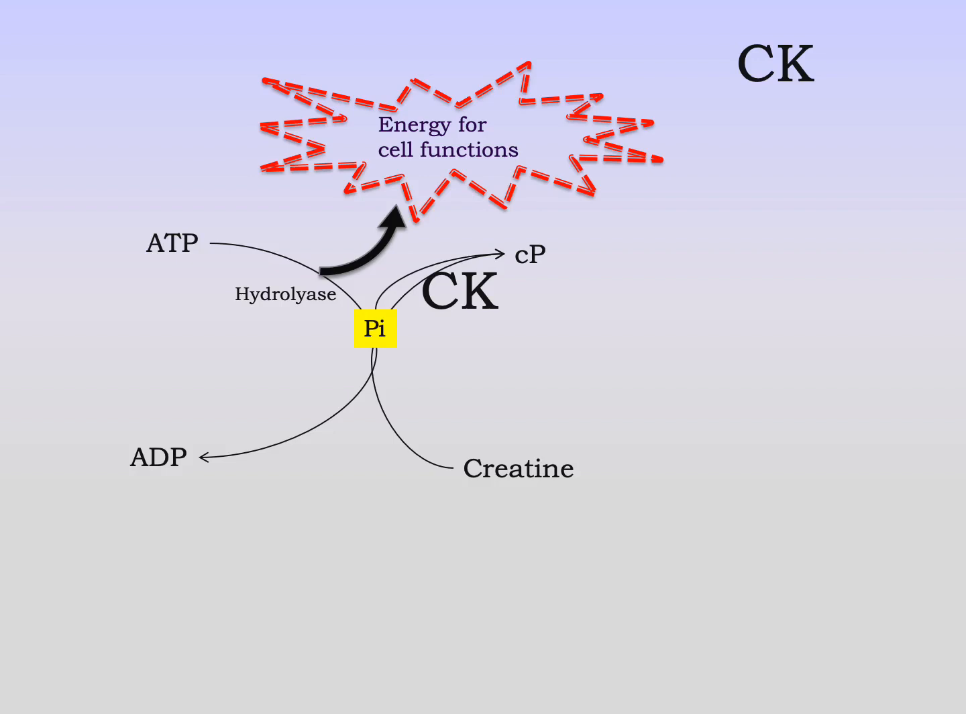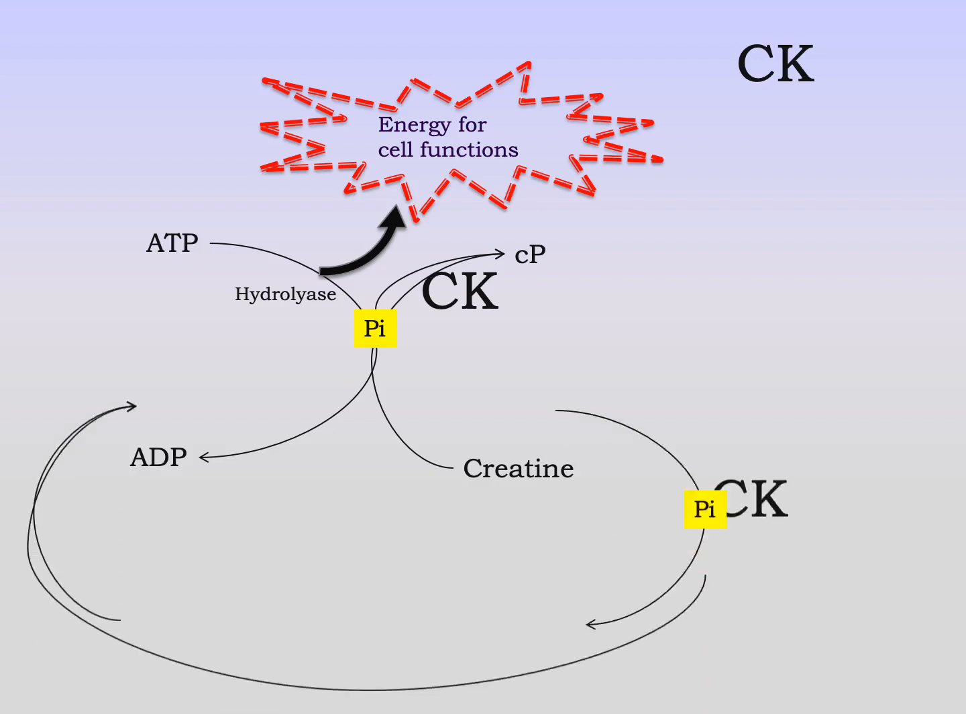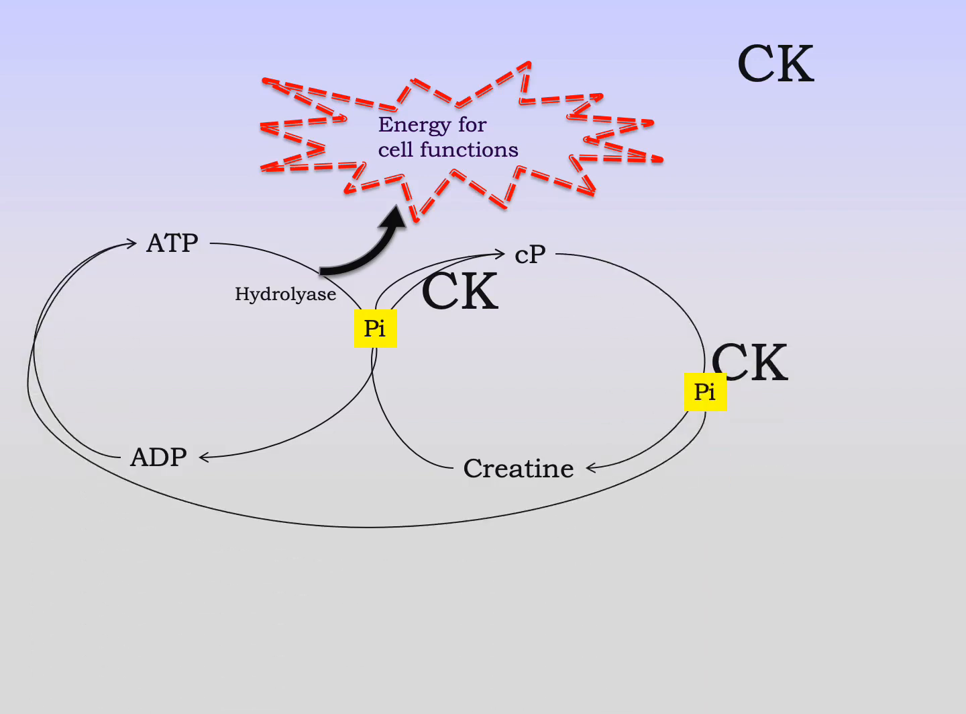The creatine phosphate will immediately lock back onto the CK, which will then strip the phosphate. As it strips the phosphate, the creatine dissociates, opening up a binding site for the ADP. We will then have the creatine kinase attach the ADP with the phosphate, regenerating ATP.